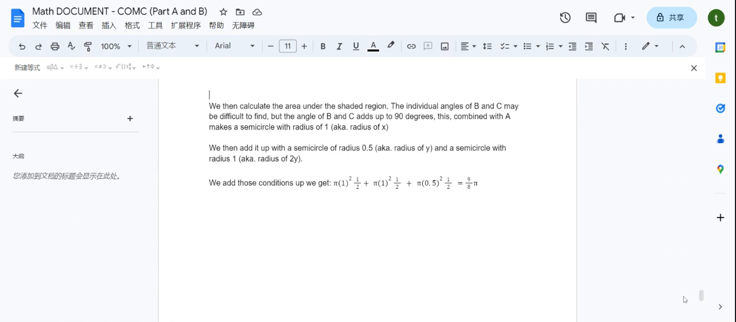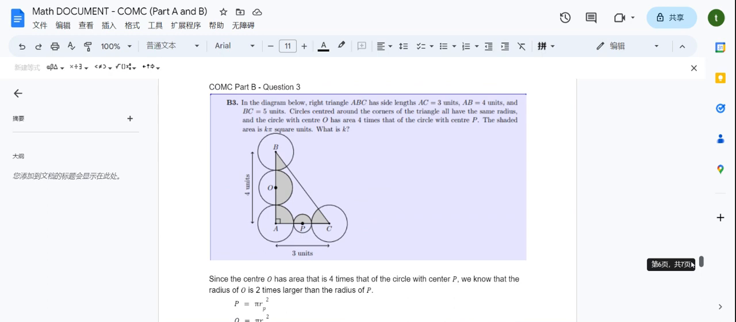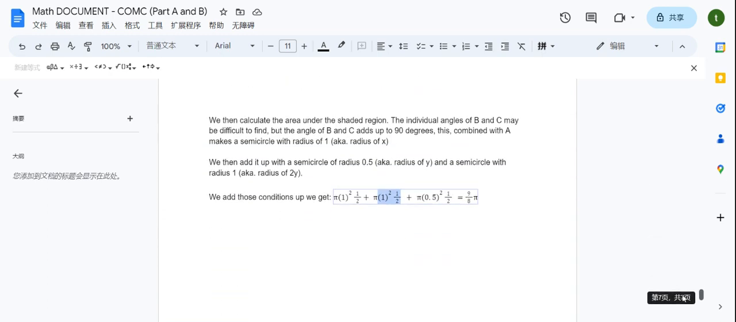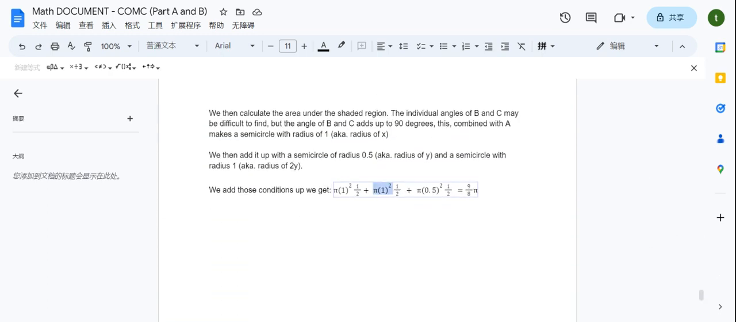Adding those up, we are able to get this equation. This part is the combined A, B, C. This part is the shaded area of the circle O, and this part is the shaded area of the circle P. For the first one, it's half pi. The second one is half pi, while the third one is 1 over 8 pi. So in this case, we arrive at a conclusion of 9 over 8 pi.